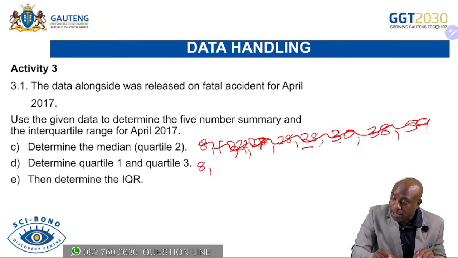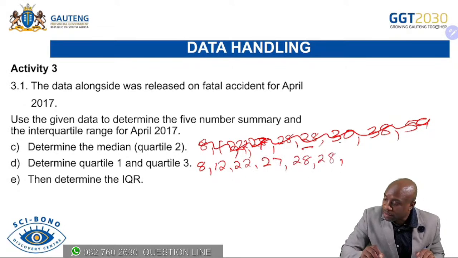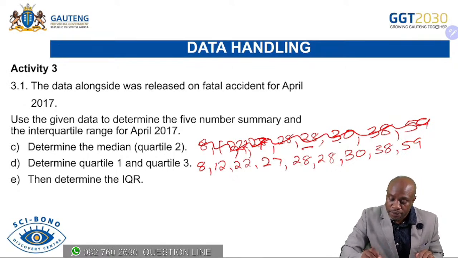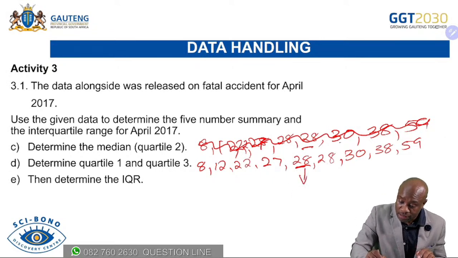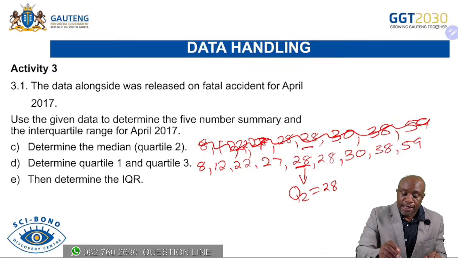8, 12, 22, and 27, 28, 28. These are fresh now because the other ones were mixed up. 30, 38 and 59. Now, 1, 2, 3, 4, right? 1, 2, 3, 4. So your median is actually this 28. So that means half of these values were less than 28 and half were more than 28. Then the lower quartile and the upper quartile.